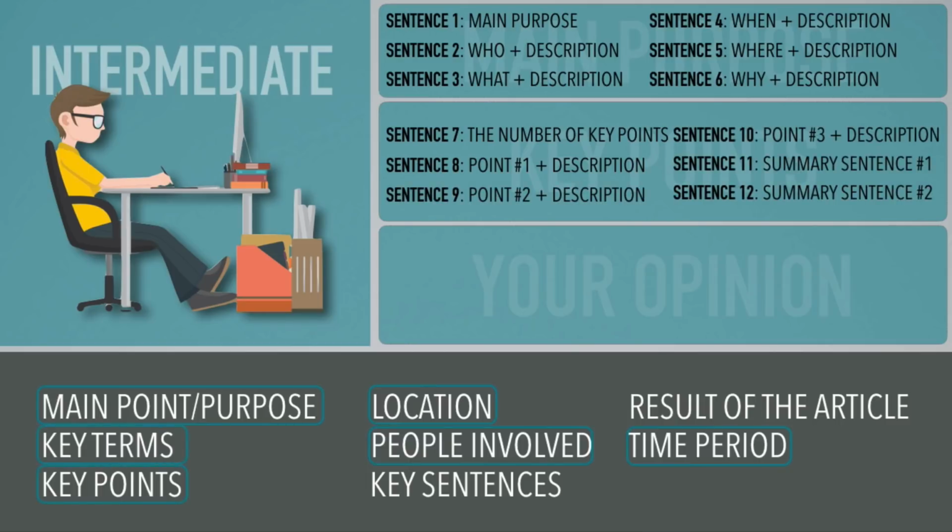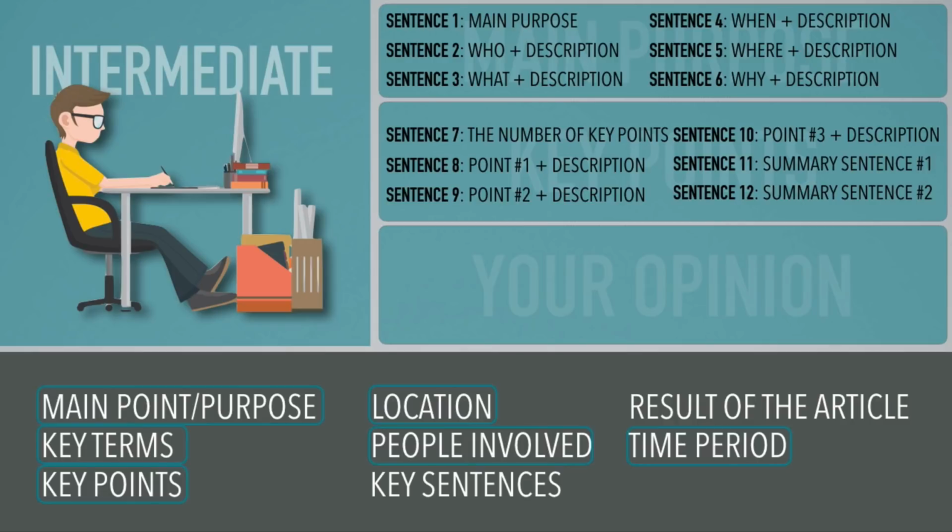There are 6 sentences for this section. Sentence number 7, the number of key points. Sentence number 8, point number 1, plus the description. What you'll notice is we're expanding and giving more details based on our level. So the beginner level gives less detail, but as you increase the level, you give more information for your summary. Now, sentence number 9, point 2, plus the description. Sentence 10, point number 3, plus the description.